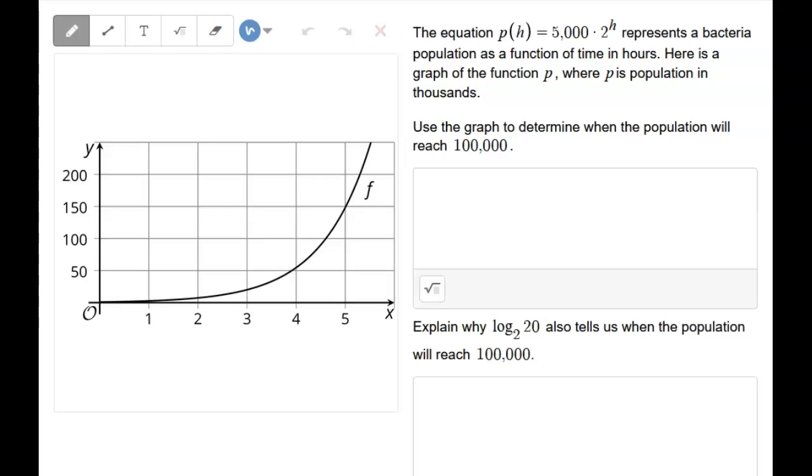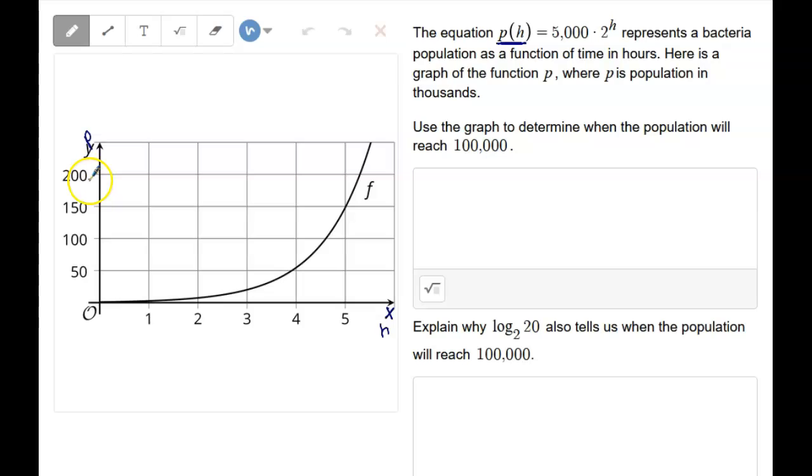LEA.4 is asking you to interpret the graph. So we have an equation that we've been given where the population, which is represented by this side here, is equal to 5,000, which is your initial population, times 2 to the power of h. And h represents hours. And then this is a graph of the function p, where p is the population in thousands. So remember, on your x-axis, x is always the time. So this would represent the hours, and p, this would be your population.